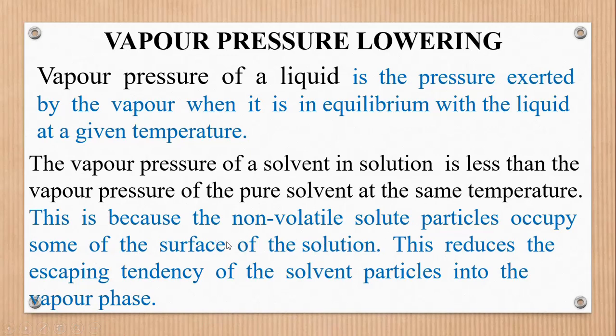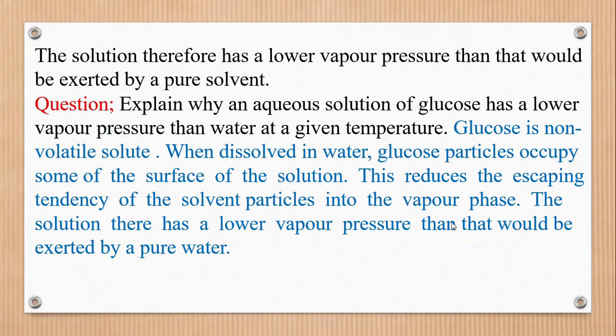Now when the surface of the solution has been occupied, the tendency of the solvent to escape into the vapor phase becomes very low. Because when the surface has been covered, the solvent in the solution does not easily escape into the vapor phase even if heat is applied. So the amount of the solvent that will escape into the vapor phase becomes very low because the solute covers the surface of the solvent. Then the solution therefore has a lower vapor pressure than that exerted by the pure solvent.